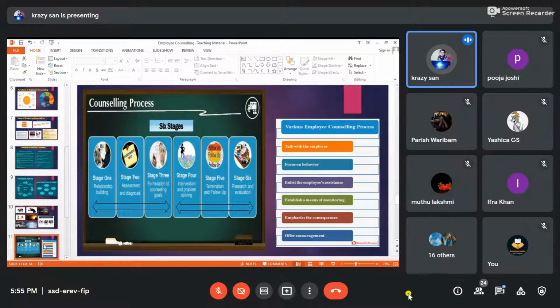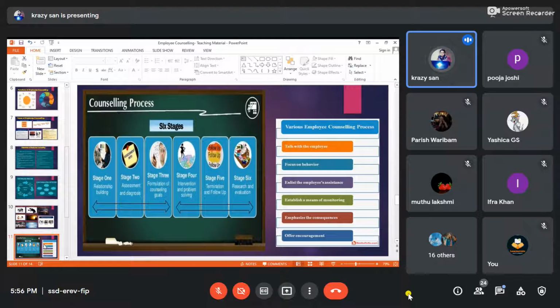So, even in the process of counseling, there are 6 stages. After completing the counseling process, your relationship builds up, you start the self-assessment and diagnosis, you start the formulation of counseling goals. You say, yes, I took these 3 sessions and this has taken place. You start solving your problems by yourself without taking help of any third person, you stop the termination, you stop your follow-up with them, but what you do is self-follow-up.